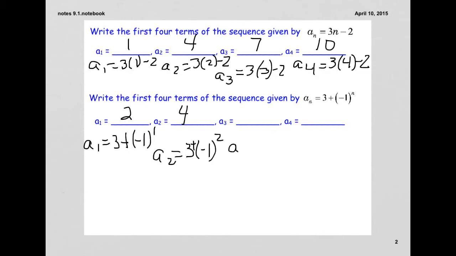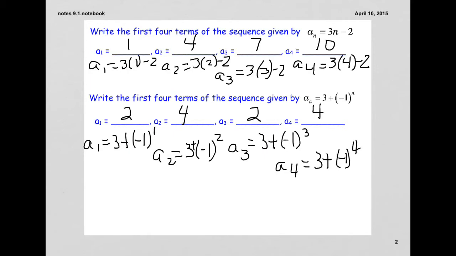And next we have a sub 3 equals 3 plus negative 1 to the third power. That makes negative 1 negative, so that's going to be 2 again. And a sub 4 is going to be equal to 3 plus negative 1 to the fourth power, which is going to give me 4 again. We notice that these go back and forth, 2, 4, 2, 4. Whenever it's an odd term, it's 2. Whenever it's an even term, it's 4.